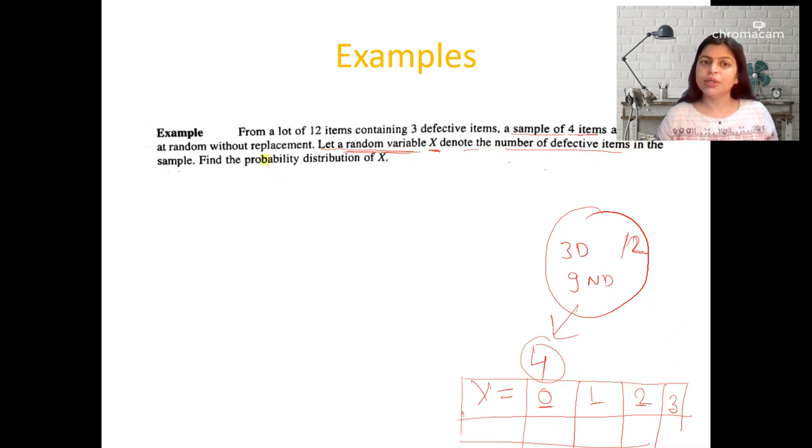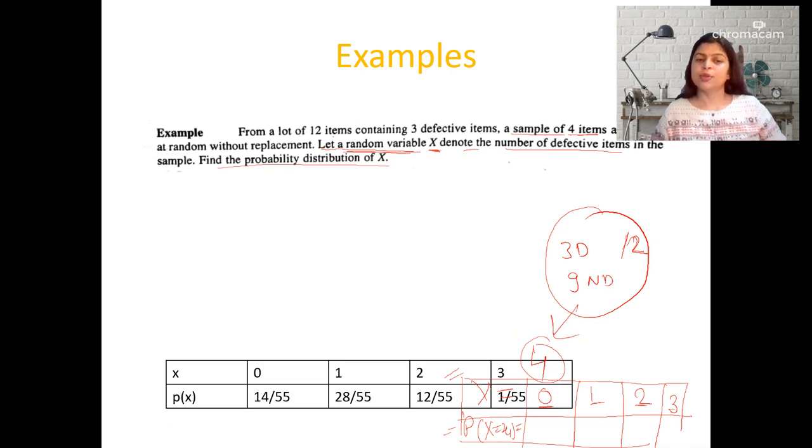Now the question is, find the probability distribution. That means we have to find their corresponding probabilities. So we have to find all the probabilities P of x equals xi. We have to find all of these, and this is called the probability function. This complete representation is called what? The probability distribution. We have learned this only.